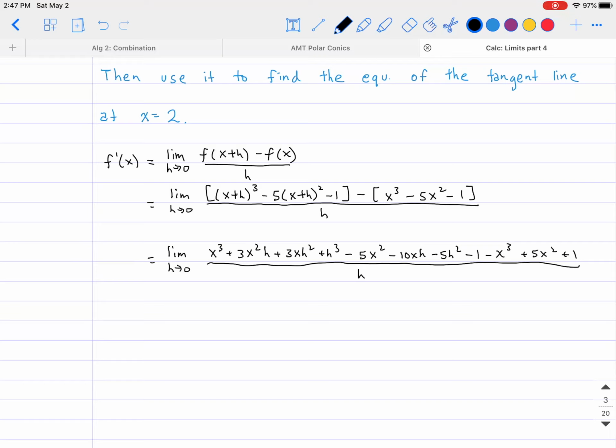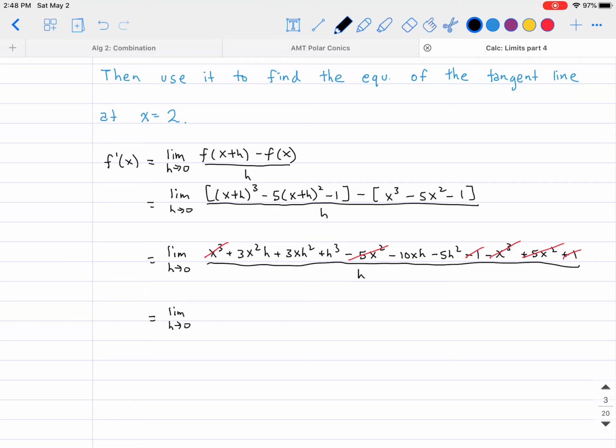So let's see what cancels out here. Let's go ahead and maybe use red for this one. I see the x cubed canceling out. I see also the 5x squareds canceling out. I see the 1's canceling out. And just like before, we're now at a position where every single term in the numerator contains h in there, so I can actually divide through.